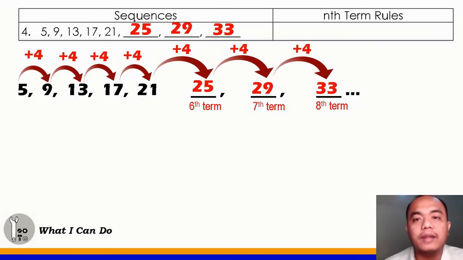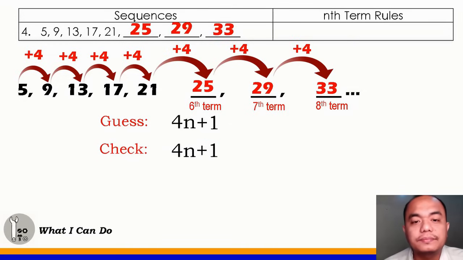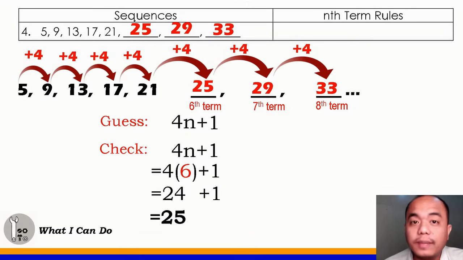Let's now go to the nth term rule. Obviously, we have a common difference of 4, and the first term is 5. So we have 4n plus 1. Correct? And then we have to check it. 4n plus 1. We have 6. 4 times 6 equals 24 plus 1, and that makes it 25. So obviously, we have the same answer here. So the nth term rule that we formulated is correct.